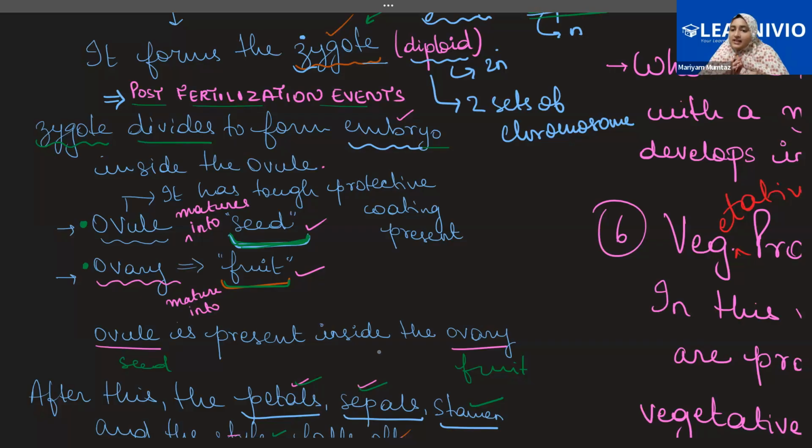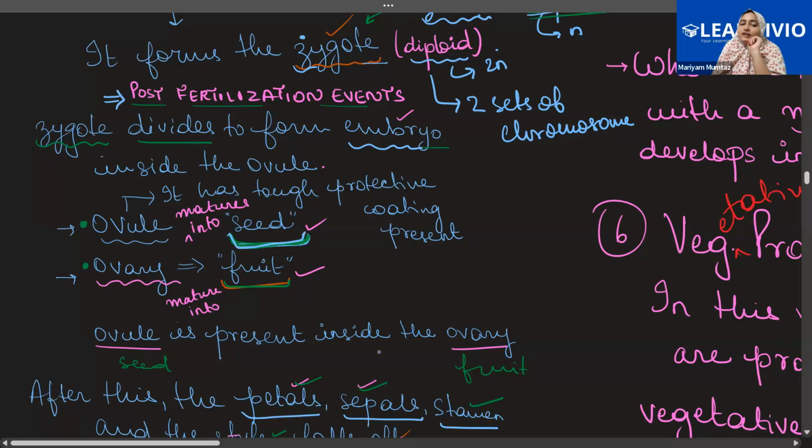Meaning this ovary that is present inside the female reproductive part of the flower, when fertilization has been done during the process of reproduction, starts to mature, ripen, and it ripens to become a fruit, and the seed that we have inside the fruit, that is the ovule. So the ovule would mature into the seed and the ovary matures into the fruit.